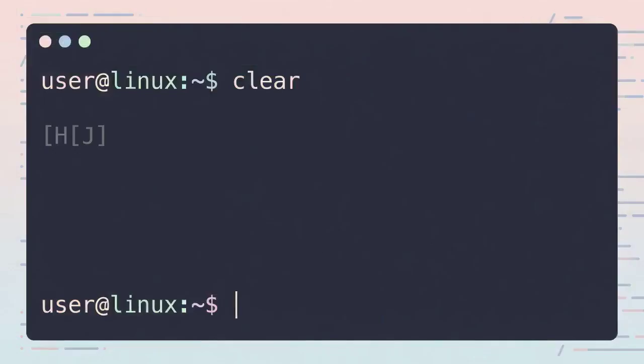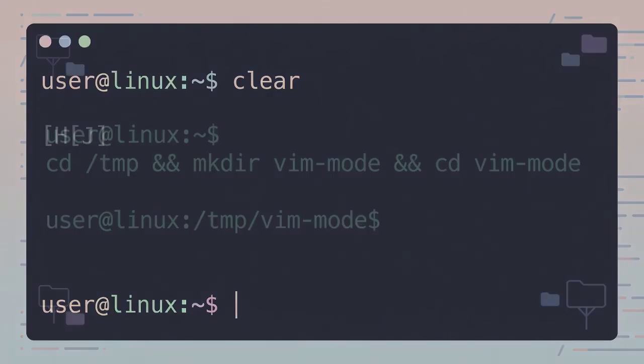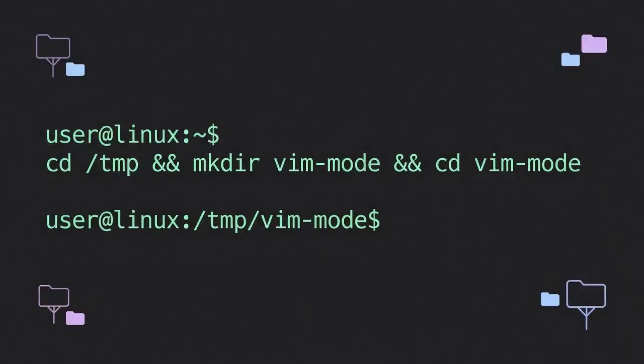We begin with a clean slate using the clear command, which sends escape codes to wipe the scrollback and reposition the cursor. This gives us a tidy stage so the upcoming commands and their output are easy to read. Next we move into /tmp, create a fresh directory called vimmode, and cd into it, chaining the 3 operations with && so each only runs if the previous one succeeded. This gives us an isolated scratch space to build our test files without polluting the home directory.